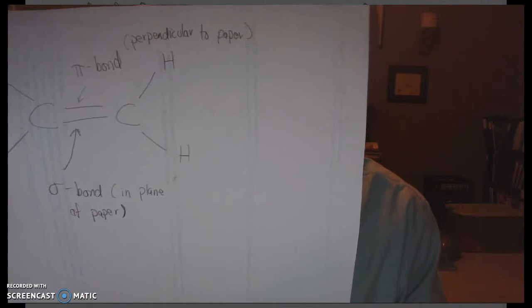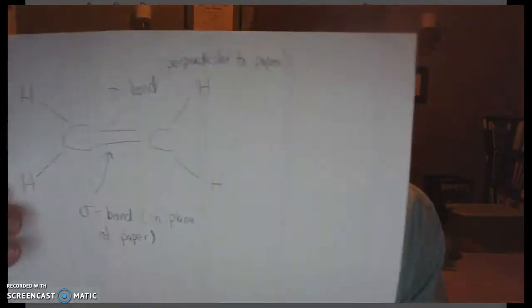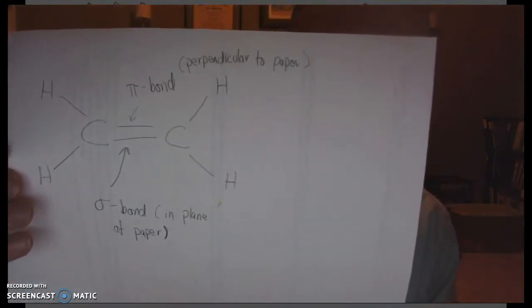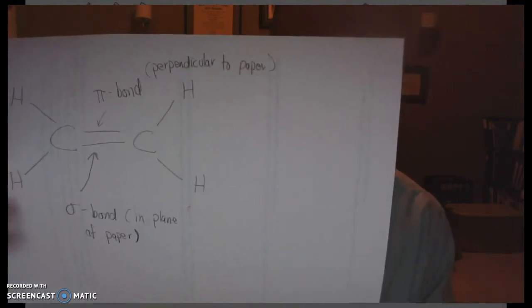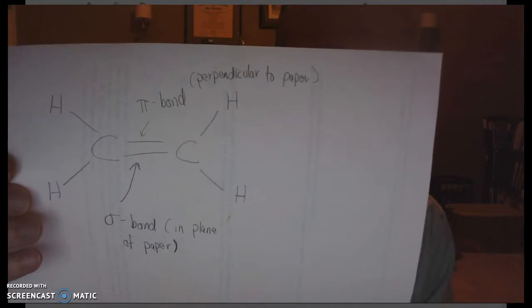All right, so one thing that you notice about this is that there are 4 hydrogens that are attached, and if you remember VSEPR theory, you would be able to figure out that the orientation around the carbons is trigonal planar.